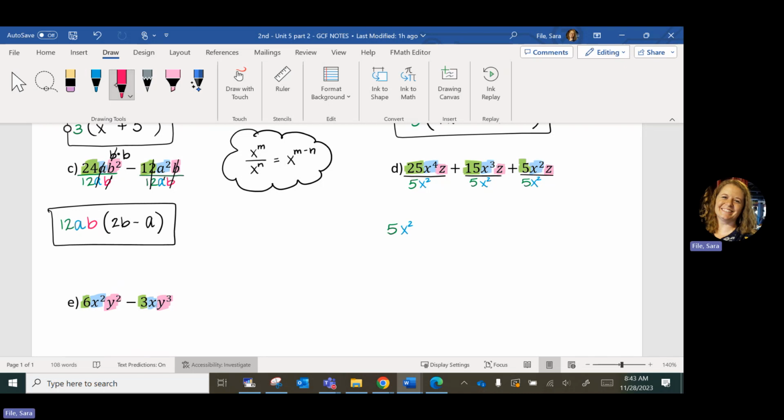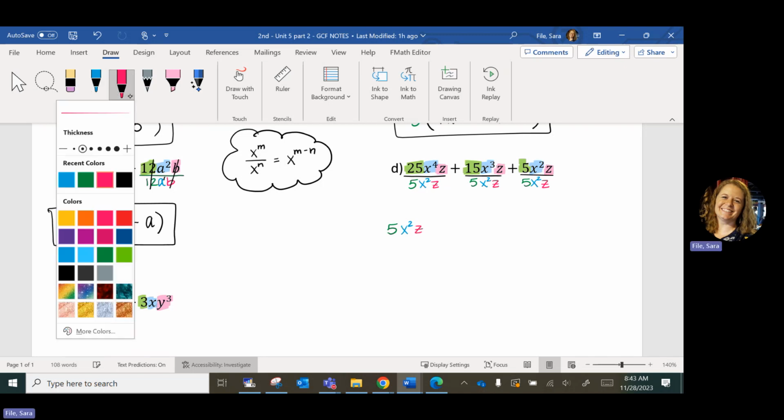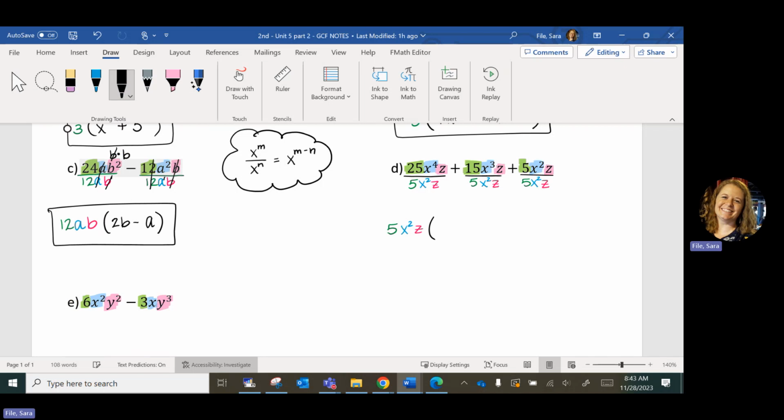Okay, they all have z. The lowest power is just the understood one, so just z. Then I'm ready to see what my leftovers are. What do I actually get when I do that division? What is 25 divided by 5? 5. X to the 4th divided by x squared. It's also x squared. Because if you do the 4 minus the 2, you get a 2.